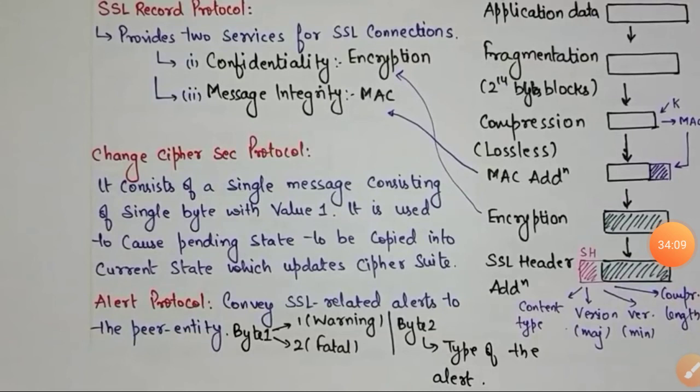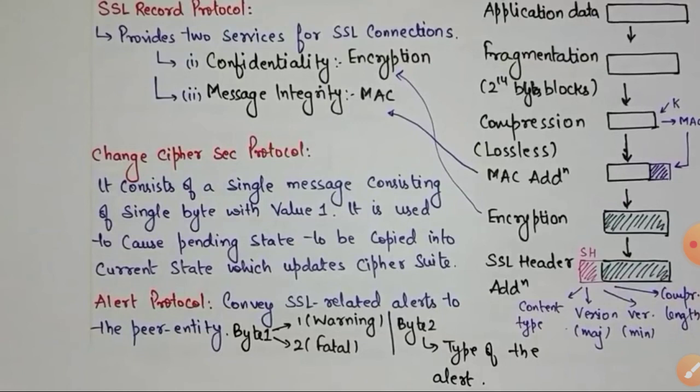What the record protocol does is take the data from the application layer and divide it into fragments. After this it compresses without data loss, and then to this compression a MAC is added. After the MAC and the compression, it is encrypted. After that, an SSL header is added. So all of this is done by the record protocol.